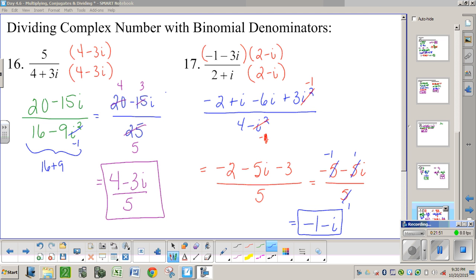Okay, how'd you do on 17, that last one there? That was a little tricky. You really had to watch your signs, especially when we got to the denominator here, because that really was 4 plus 1. So you had to make sure that you watched out for that. And then when you got to the end, everything reduced by 5. So after you reduce everything by 5, you end up with negative 1 minus i.